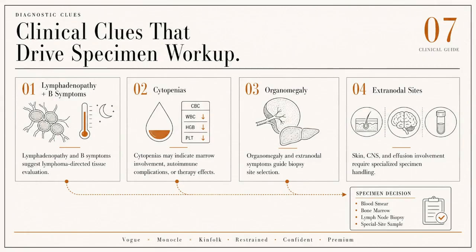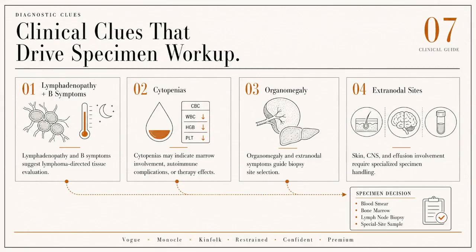Another pivotal clinical clue is the presence of B symptoms: unexplained fever, drenching night sweats, and unintentional weight loss. These systemic symptoms suggest a higher tumor burden and more aggressive disease. They also alert the laboratory team to the urgency of specimen processing and the potential need for comprehensive ancillary testing. For example, immunophenotyping by flow cytometry may be expedited to rapidly characterize cell populations, while molecular studies might be prioritized to detect gene rearrangements or chromosomal translocations that influence prognosis and therapy.